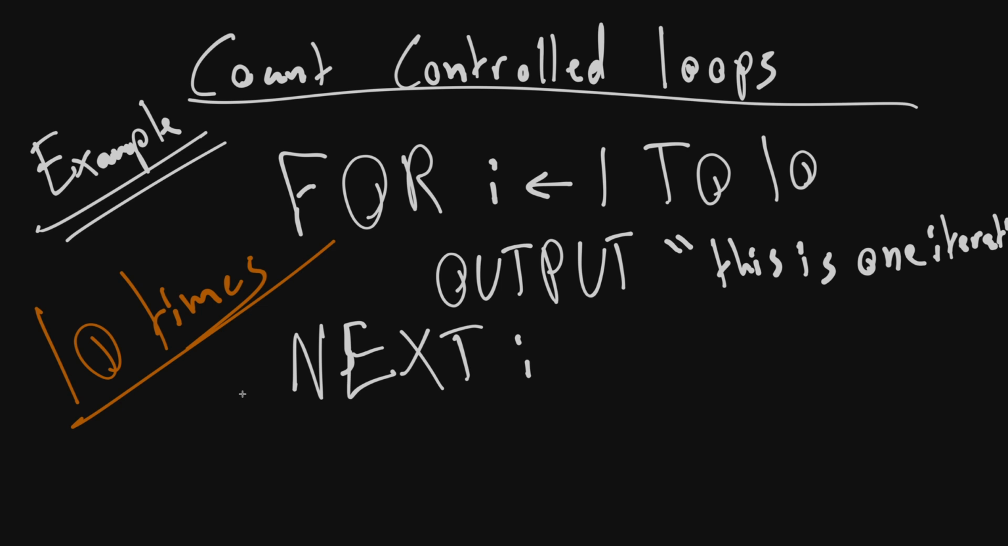On each loop, we're going to output our text. And when we're done with the 10 loops, we're going to the next statement, which is this next I, which is the name of our identifier. You could name your identifier whatever you want using the same rules we use for naming variables.